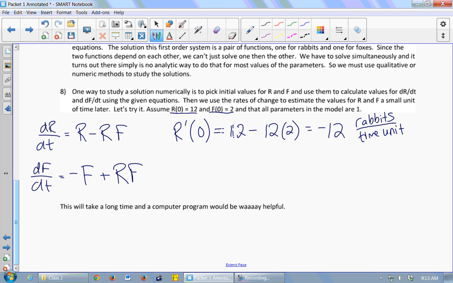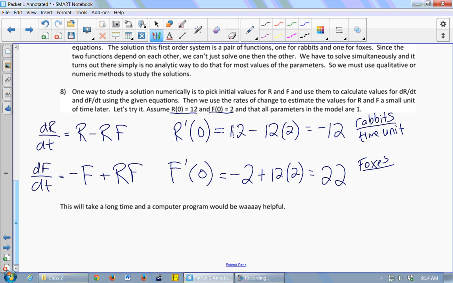What's going to happen to the fox population? So we're going to have negative 2, right? Plus r times f, which is 12 times 2. That's 22 foxes per time unit. Right? So that's how fast the fox population is changing. It's going to be growing by 22 foxes every unit of time.